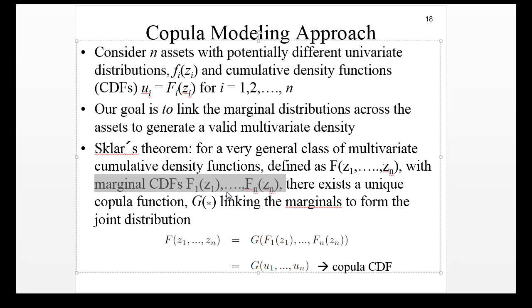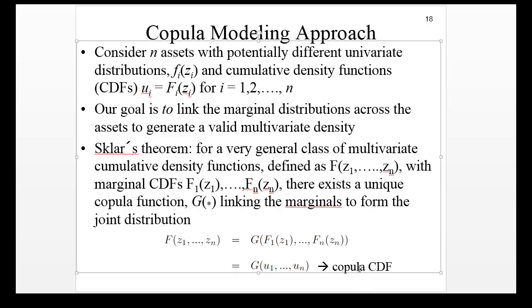So what it says is, if you have those marginal cumulative distribution functions, there exists a unique Copula function, and in this case we're going to call it G, that is going to link these marginals. But the critical word here is unique. So there's only one that can link those marginal distribution functions, right?